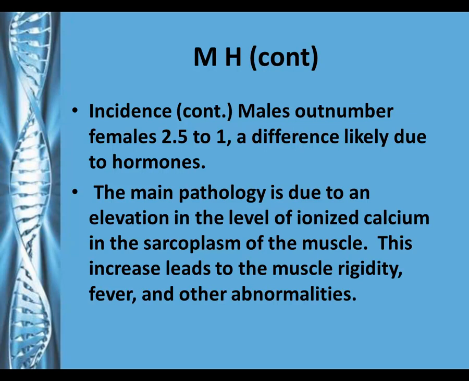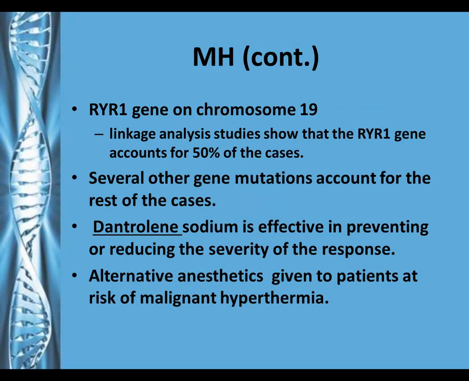Males outnumber females in whether or not they will develop malignant hypertension. They wonder if part of it might be related to hormones, so they're still looking into that. But the main pathway is due to an elevation in ionized calcium in the sarcoplasm of our muscle. This leads to increased muscle rigidity, the fever, and the other abnormalities that you see.